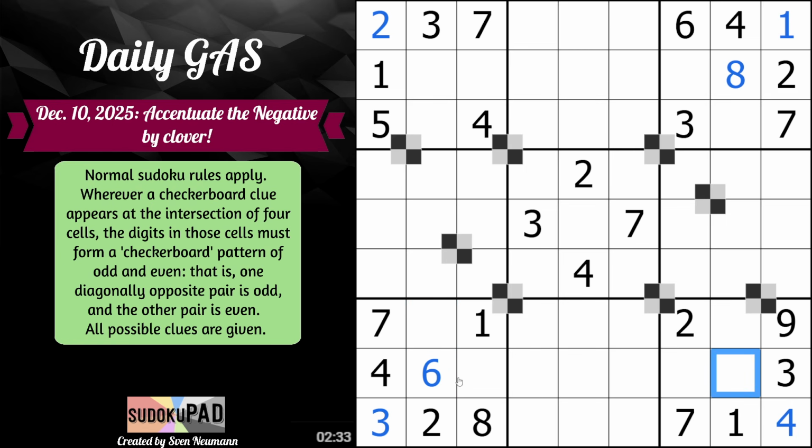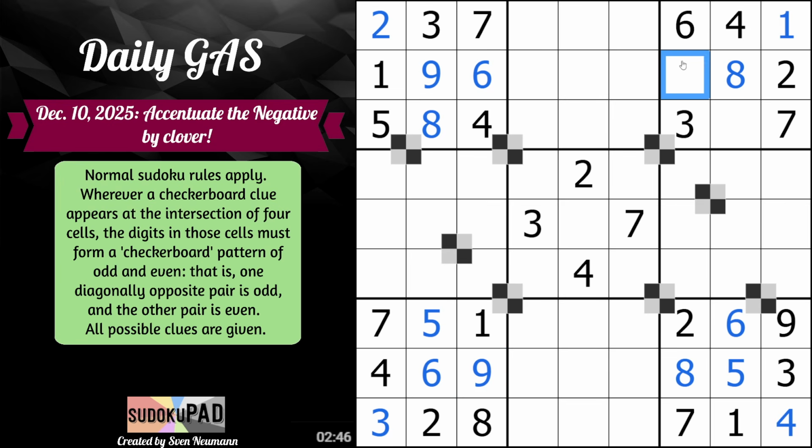This can't be even. Oh well, let's just use Sudoku. 6 has to go here, 8 has to go here, 6 has to go here, 8 has to go here. This is 9, this is 5, this is 5, this is 9, this is 5, and this is 9. Looky there.